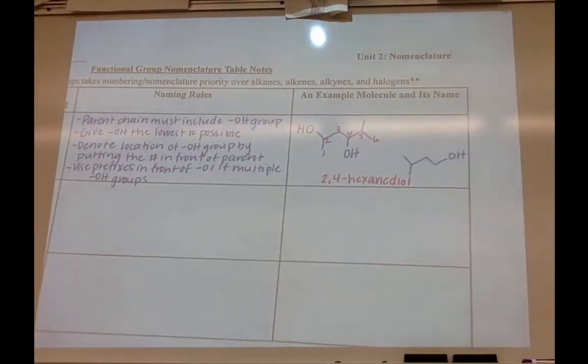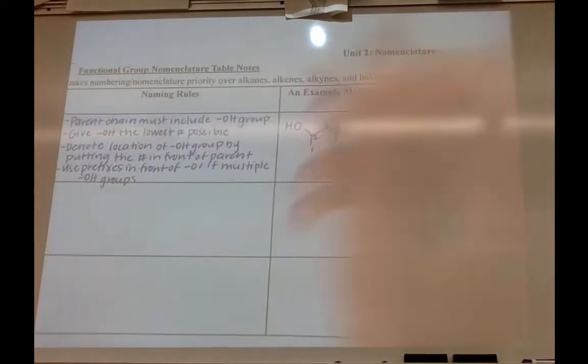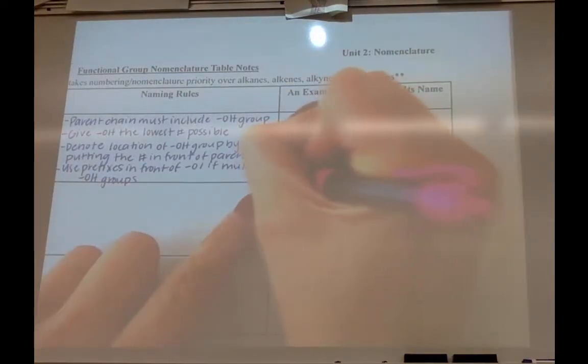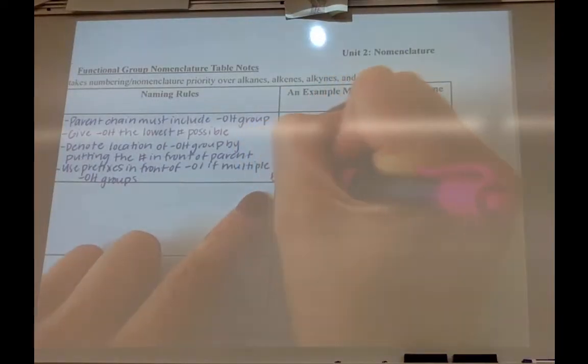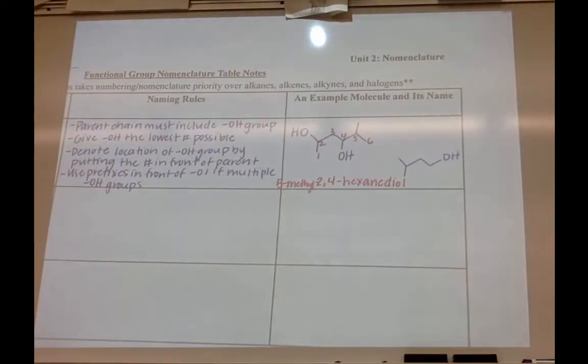You have to denote where the OHs are. They're on carbons 2 and 4. Are there any substituents? Yes. Off of carbon 5, we have a methyl. 5-methyl 2,4-hexane diol. If you want to name it the other way, it would be 5-methylhexane 2,4-diol, if you put those numbers in the middle.